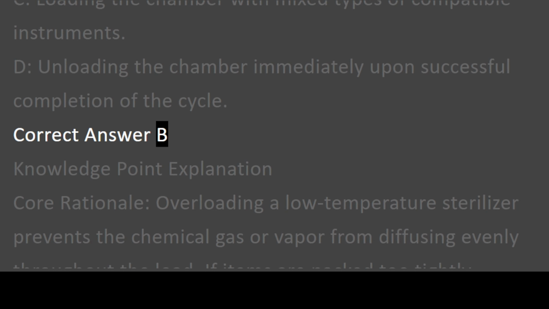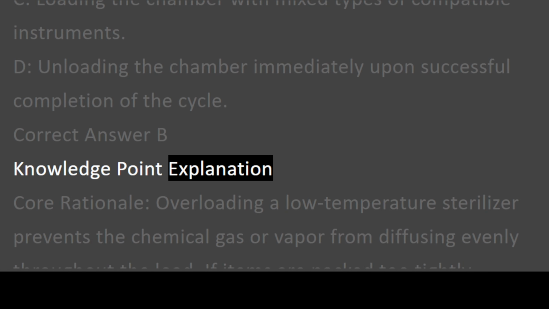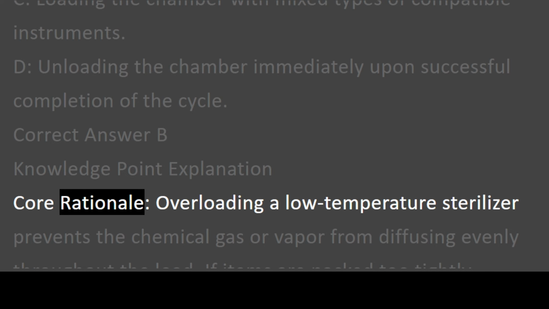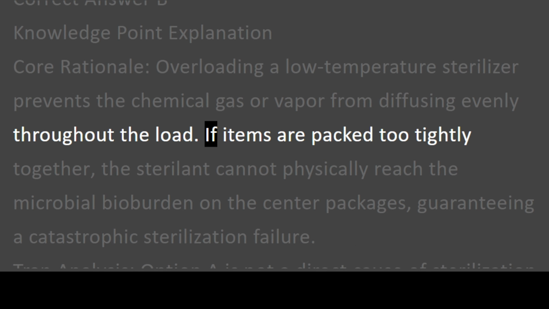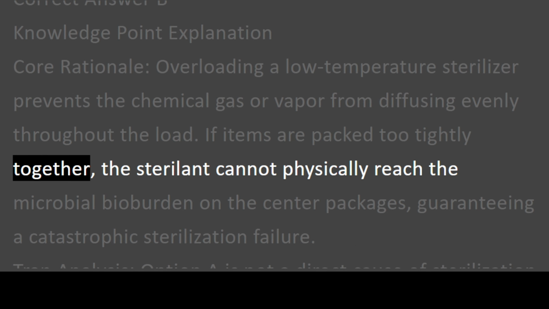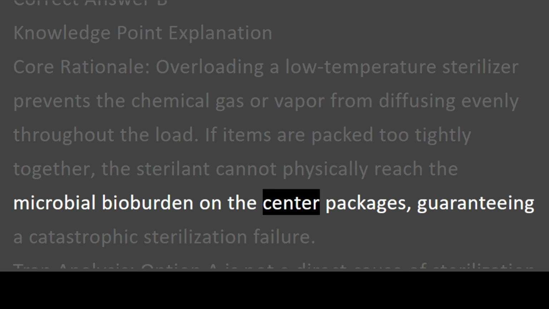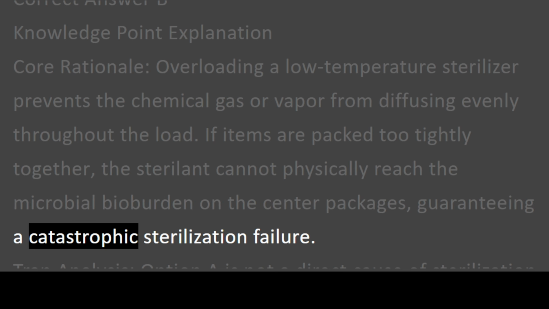Correct answer B. Knowledge point explanation. Core rationale. Overloading a low-temperature sterilizer prevents the chemical gas or vapor from diffusing evenly throughout the load. If items are packed too tightly together, the sterilant cannot physically reach the microbial bioburden on the center packages, guaranteeing a catastrophic sterilization failure.